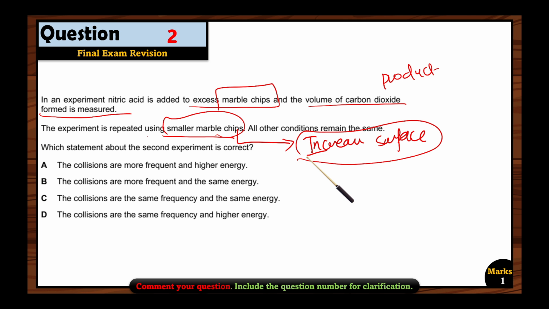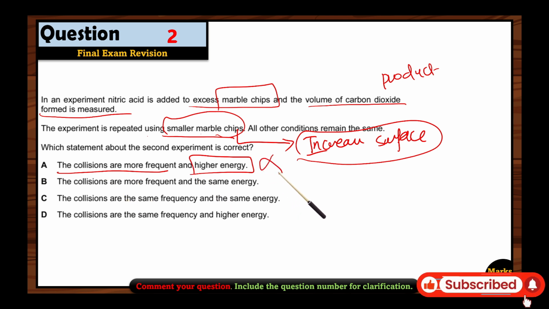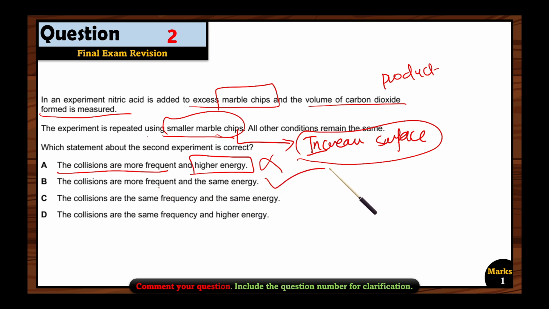So we have to find that answer here. The collisions are more frequent, yes, and higher energy. That is wrong. The energy will not change, only the collisions will increase. So this option is not right. The collisions are more frequent and the same energy. Yes, this option is right. The energy will be the same, but only the number of collisions will increase by increasing the surface area of the reactants. So that's why option B is the right option.